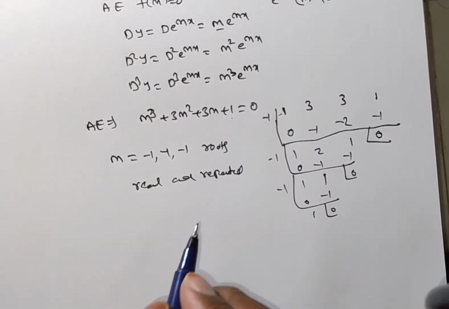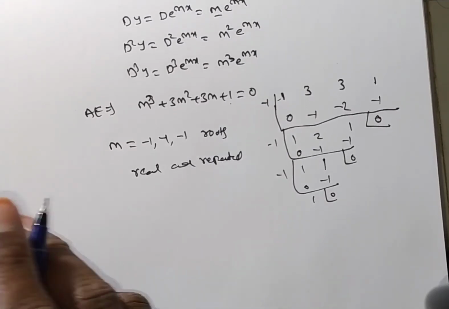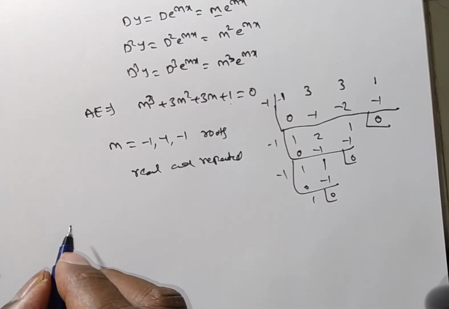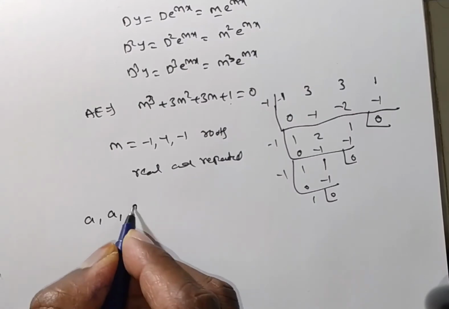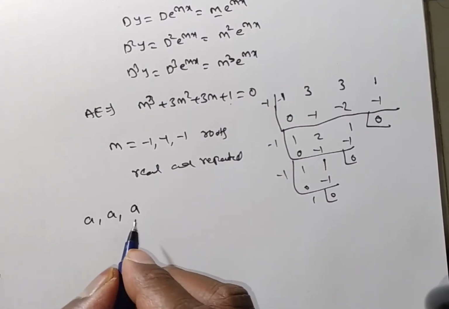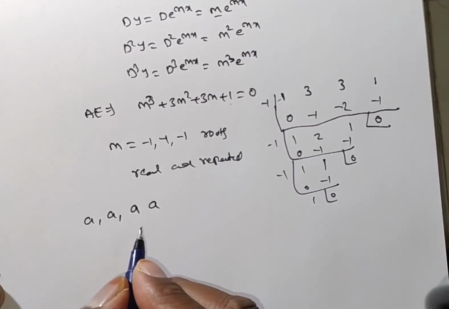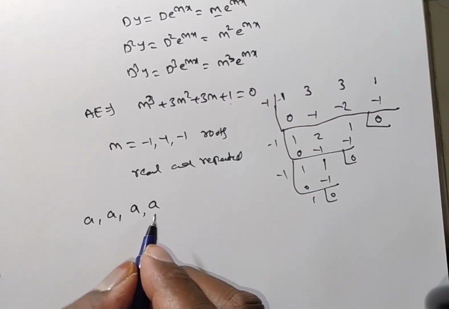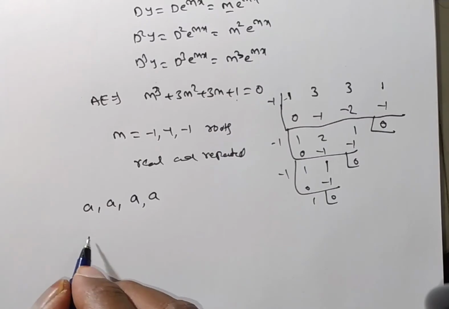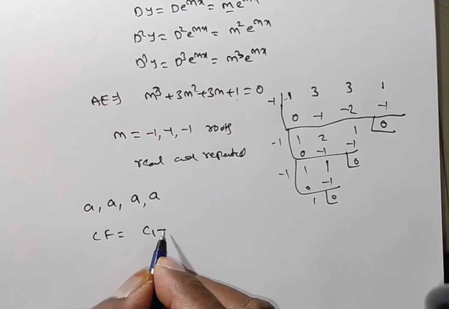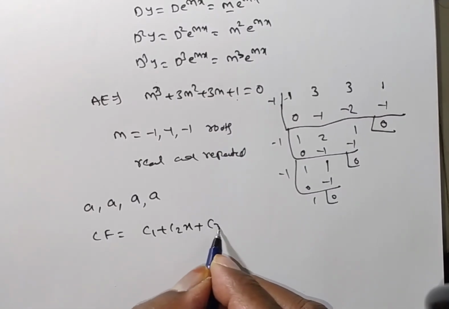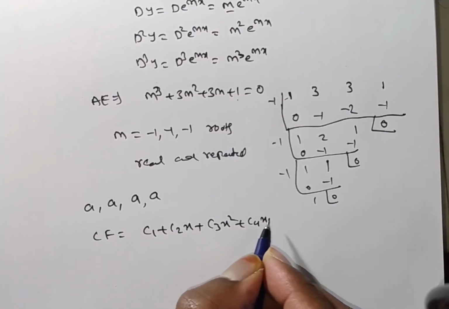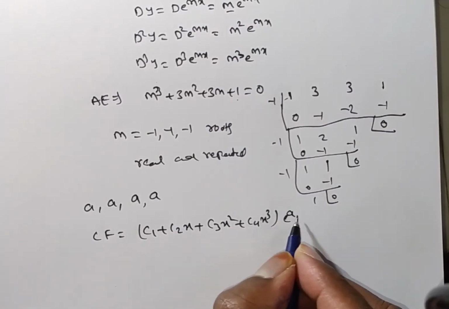Friends, you remember, when the roots are real and repeated, we have a complementary function type 2. That is, suppose a, a, a, a means 3 a's, of course you can take the fourth one also. If a, a, a, a are the roots, these roots are real, and if it is repeated, then in this case the complementary function is equal to c1 plus c2x plus c3x square plus c4x cube into e to the power of ax.